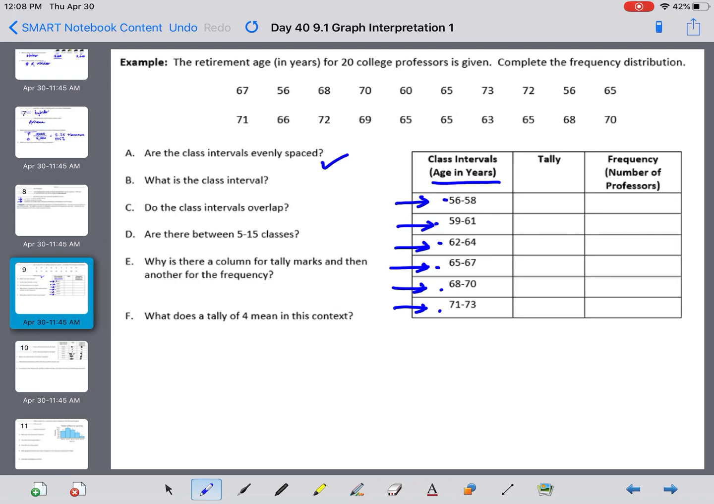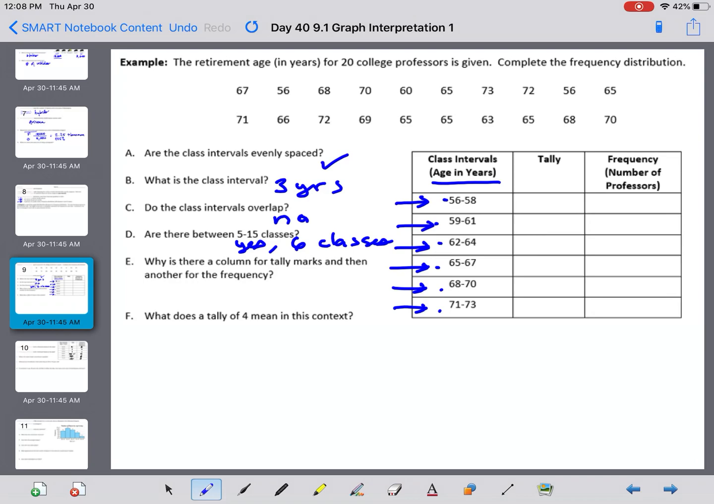So are the class intervals equally spaced? Yes, we have 3 years in each. What is the class interval? Well, it's going to be 3 years. And do the classes overlap? And this would be a no. We have no overlapping. And are there between 5 and 15 classes? We would say yes, we have 6 classes.